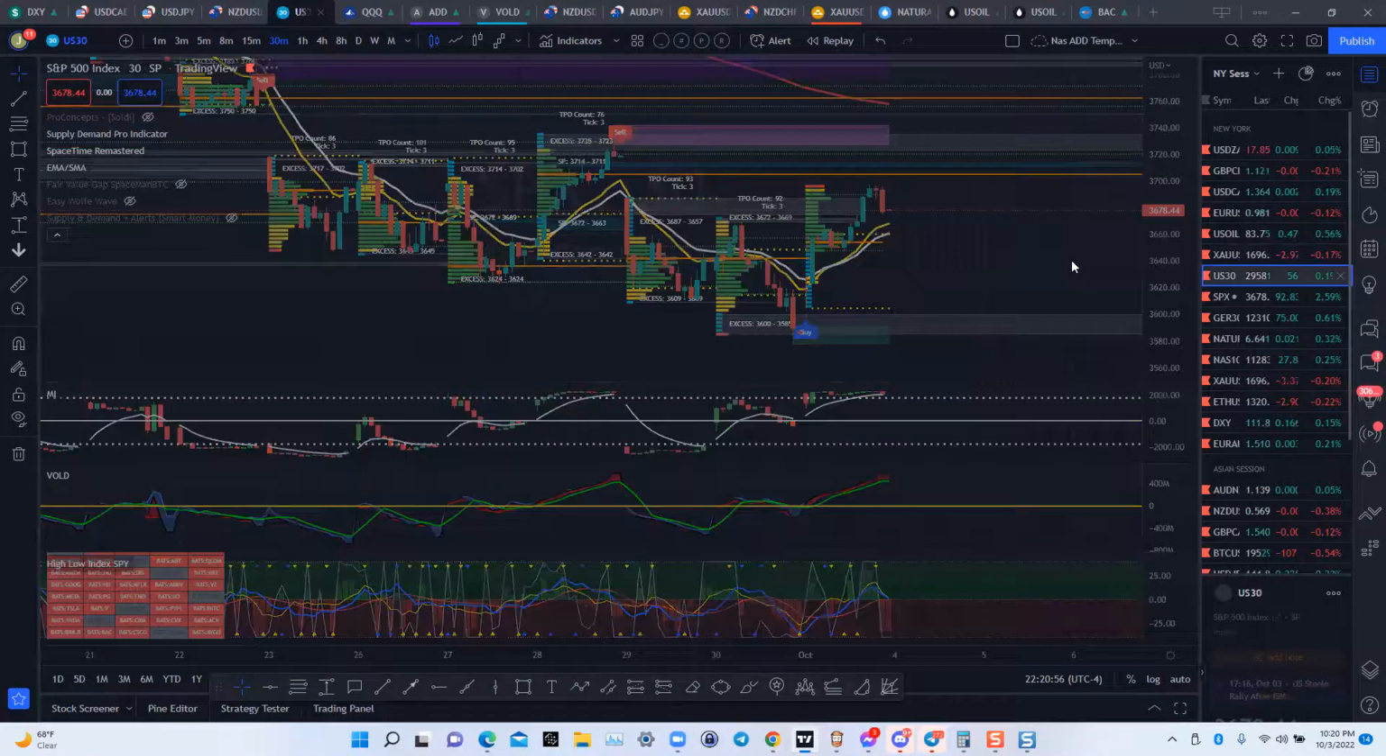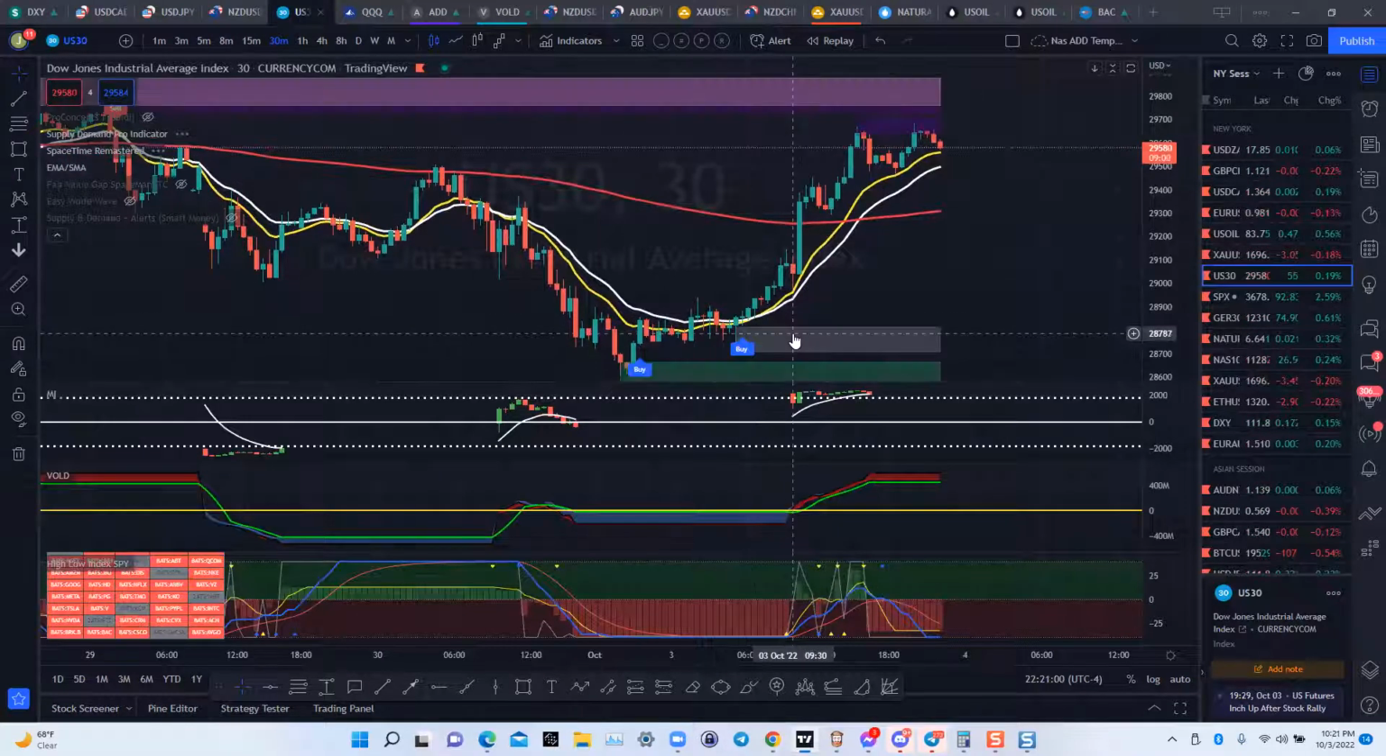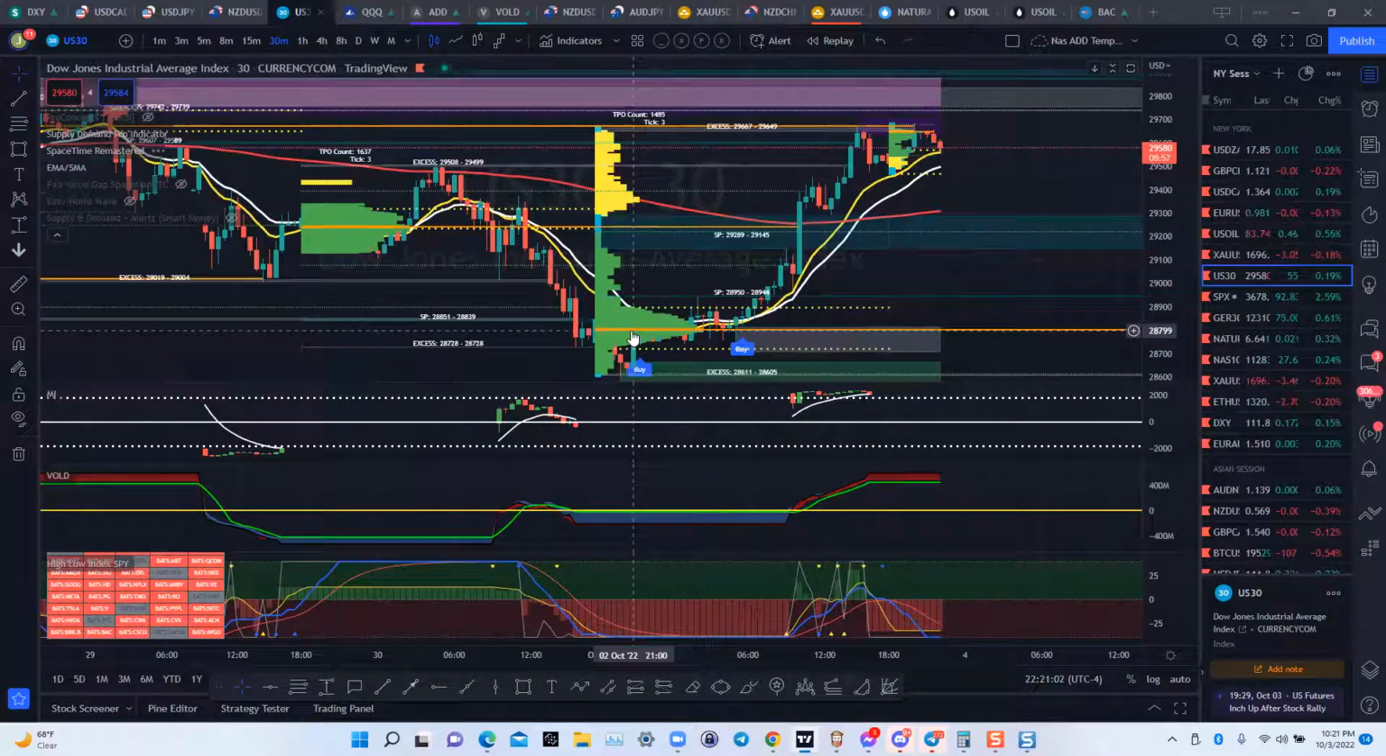US 30 the same way. See, look at US 30. I was in right, I don't know, a little bit before 9:30 just because it bounced off, retested it, and that was my go entry. So you could have been in US 30. Not yet, it's coming. But you could have gotten US 30 right at 930 because it opened up.